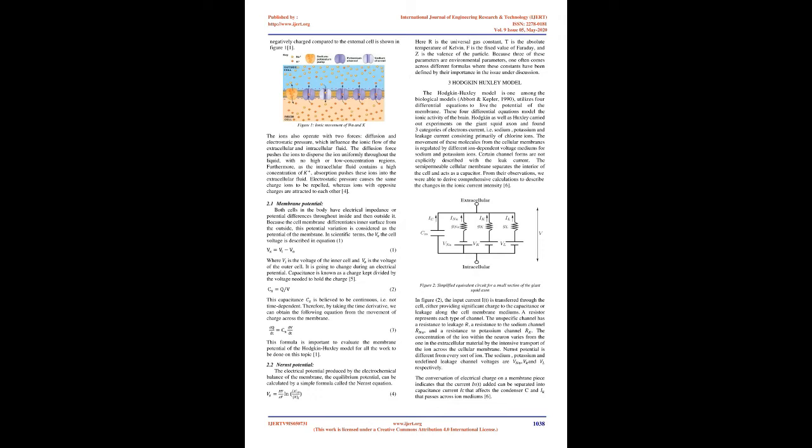Because the cell membrane separates the inner surface from the outside, this potential difference is considered as the potential of the membrane. In scientific terms, the cell voltage is described in equation 1. Vm equals V_i minus V_o, where V_i is the voltage of the inner cell and V_o is the voltage of the outer cell. It is going to change during an electrical potential.